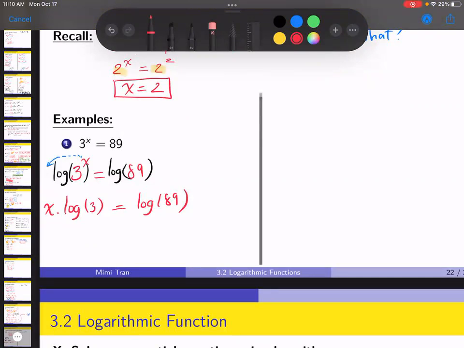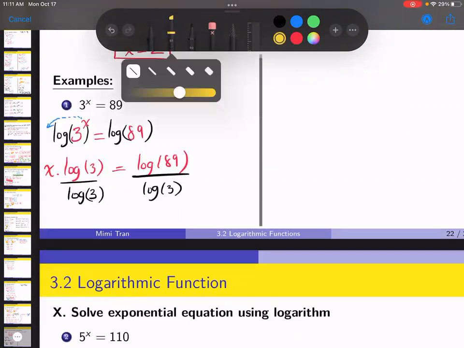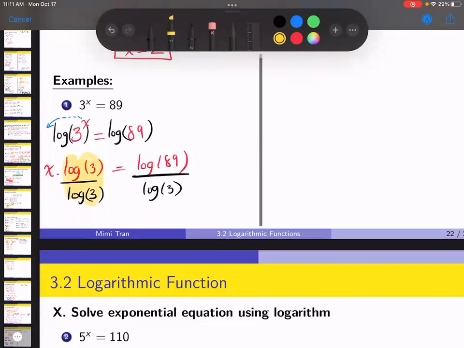Remember, log 3 is just a number. It looks funny, but it is a number, just a constant. In order to solve for x, what should I do? Divide both sides by log 3. Just like you divide both sides by 2 or by 5. So x equals log of 89 divided by 3. I'm probably going to ask you to round it to 4 decimal places.